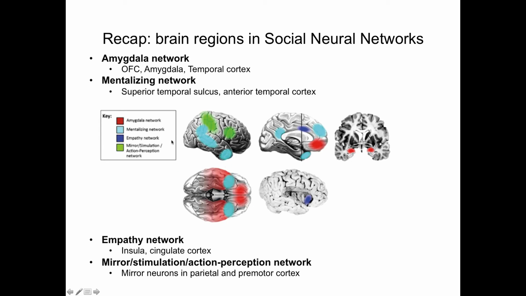Then we have the empathy network, which is in blue. Here you see the insula, and here you see the cingulate cortex. And the action perception or mirror simulation network, which is in green. You can see that here in the parietal and in the frontal cortex, also called the premotor cortex right here.